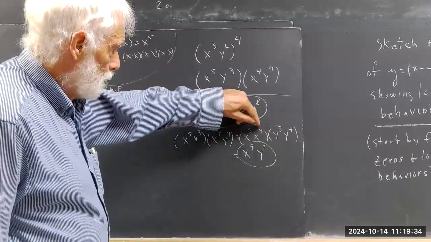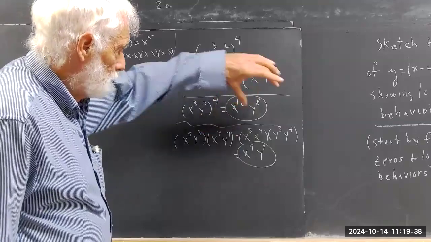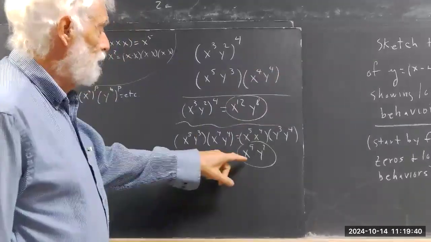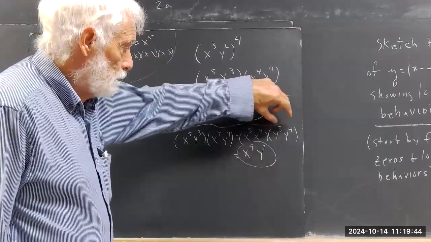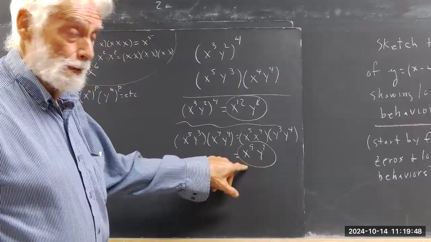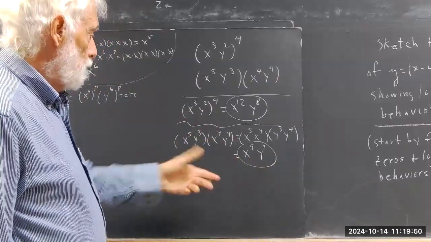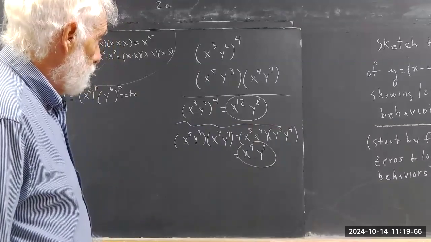And now I see that x to the 5th times x to the 4th, again, a series of 5 x's multiplied by a series of 4 x's gives you a series of 9 x's. And a series of 3 y's and a series of 4 y's gives you a series of 7 y's. And there it is. And if you just quote the rule, you're adding your exponents on each of these. Okay.